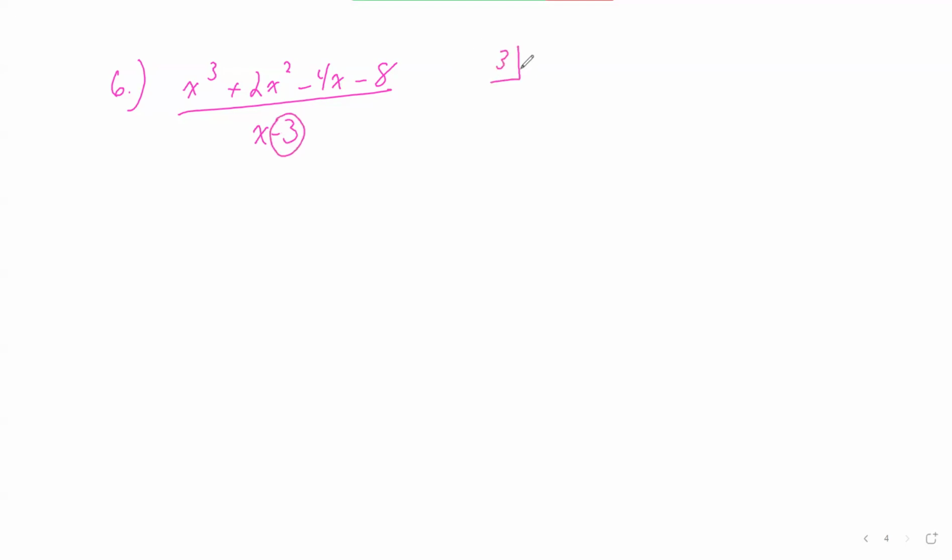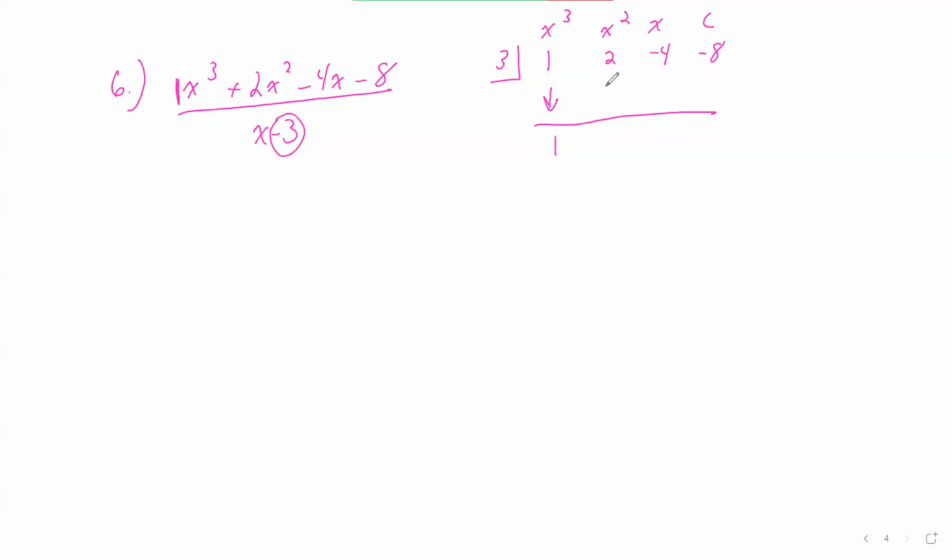So again, I'm going to take this factor, or this number of -3. I'm going to make it a positive 3, because that's what the 0 of that factor would be. My coefficient of x cubed is 1. Again, there's like an imaginary 1 there. My coefficient of x squared is 2. My coefficient of x is -4. And my constant's -8.